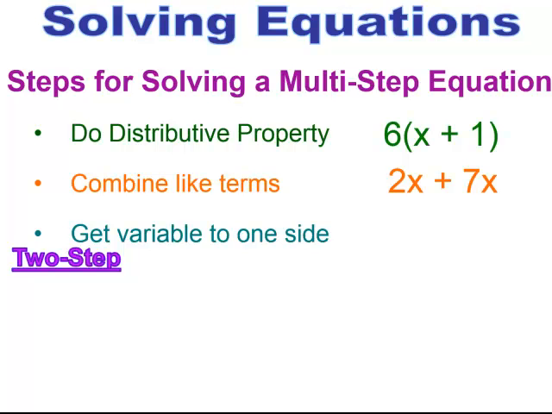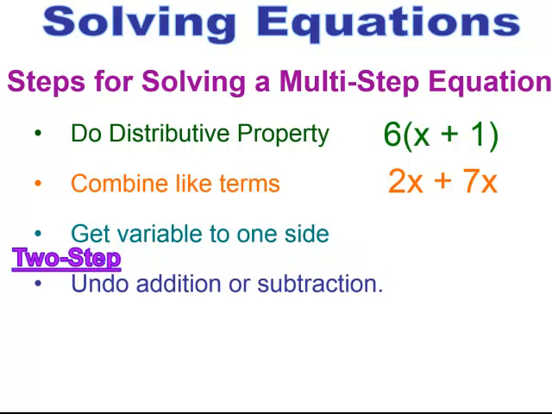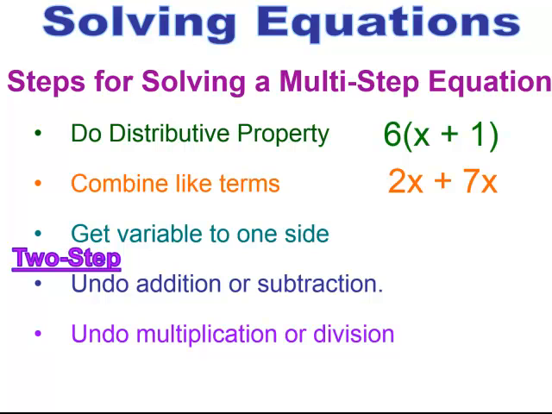So once you get to the two-step equation, you'll know what to do. You're going to undo the addition or subtraction first, and then you'll deal with what's attached, whether it's multiplication or division. So the multi-steps, do the distributive property first, clean it up by combining like terms, and then you'll start moving. Get the variables to one side of the equal sign, then you'll have that two-step. Get rid of the plus or minus, and then deal with the multiplication or division.